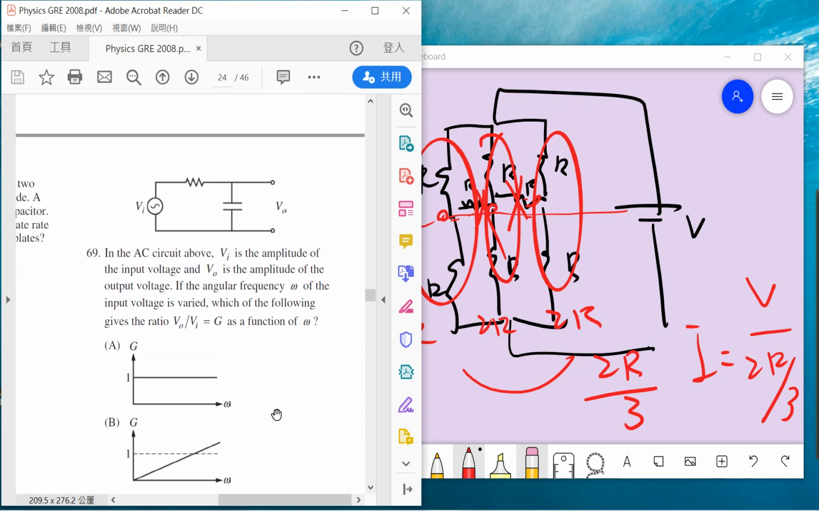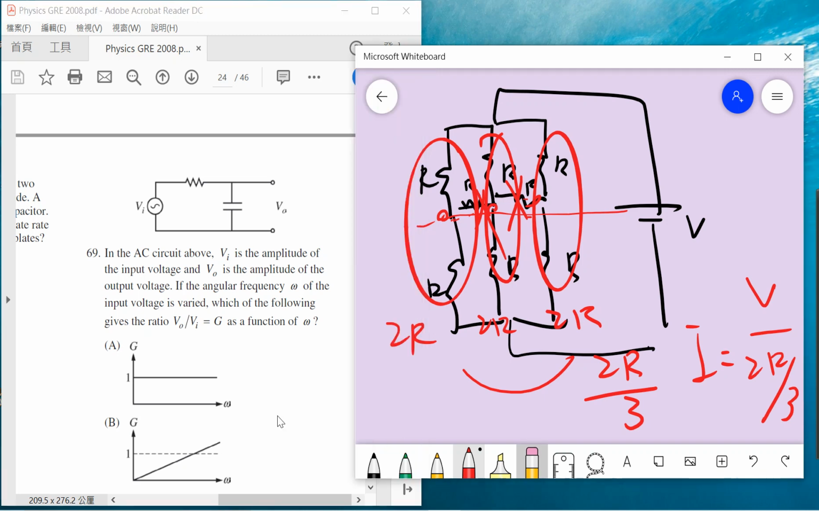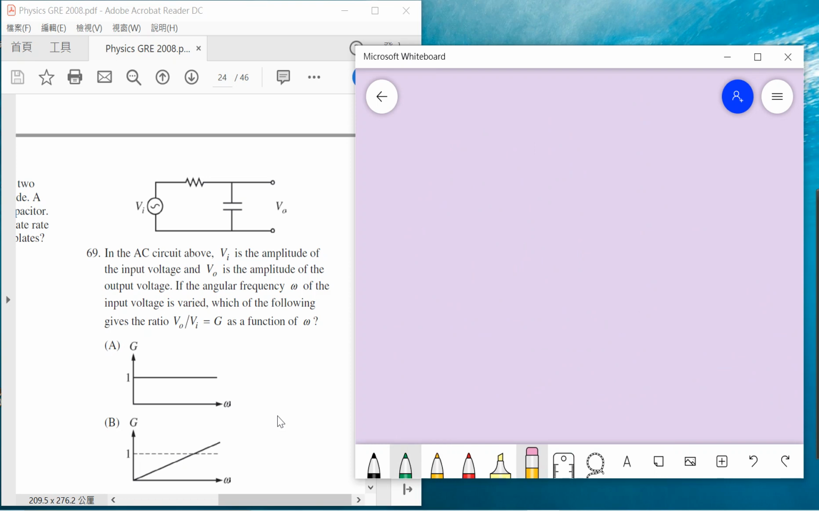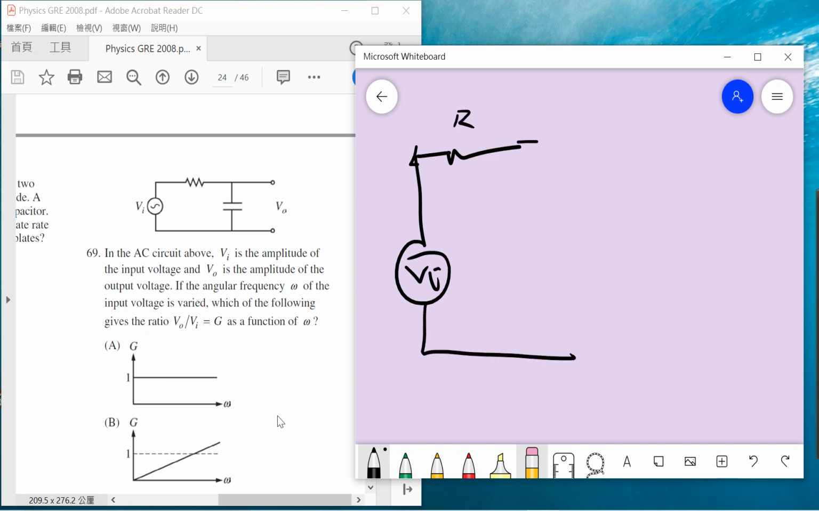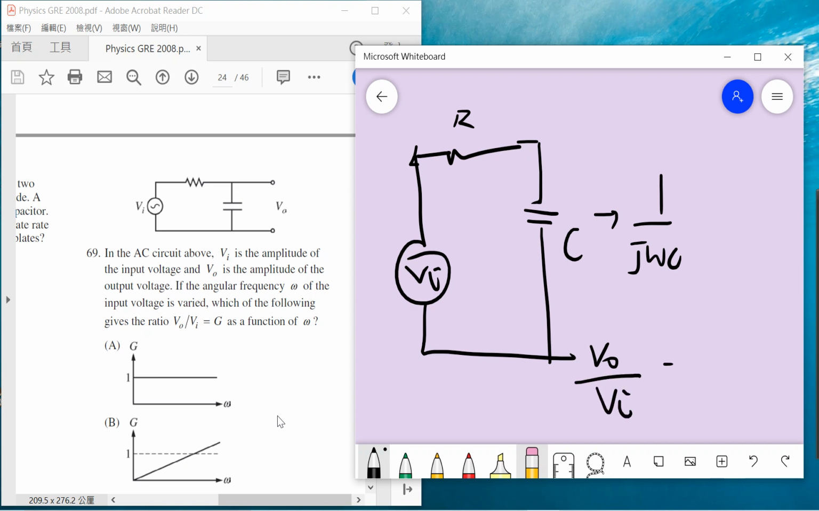Okay, and 68 is also electronics. I ask you about the VO divided by VI. Okay, nice. If you learn about some electronics, you know that there's a thing called impedance. Okay, so there's R, and the impedance for a capacitance is 1 over j omega C. So VO divided by VI is just 1 over j omega C, divided by 1 over j omega C plus R.